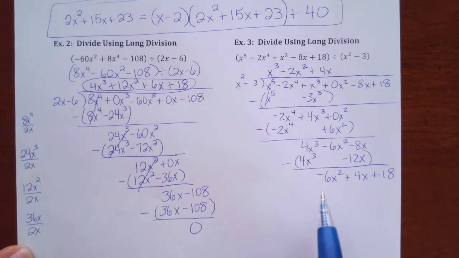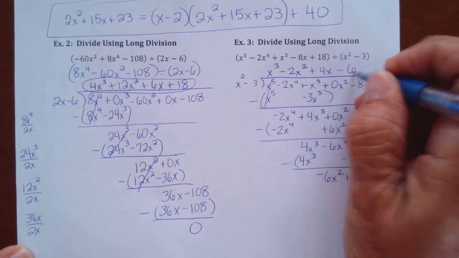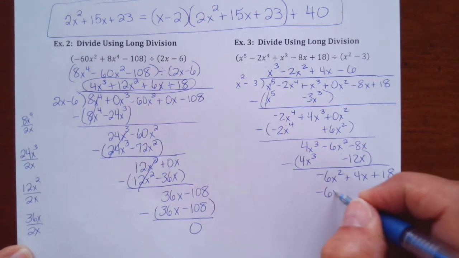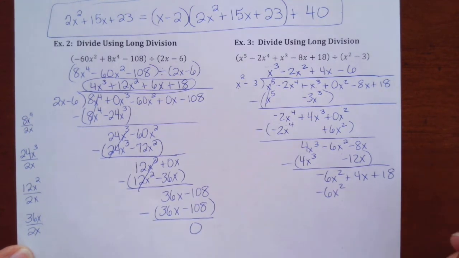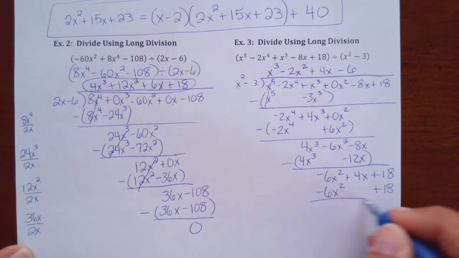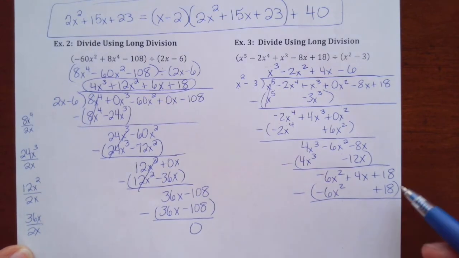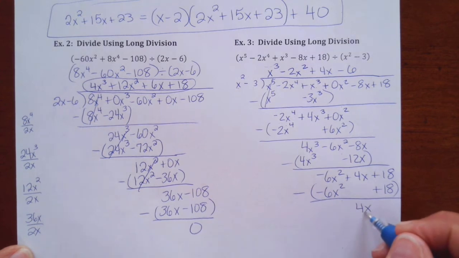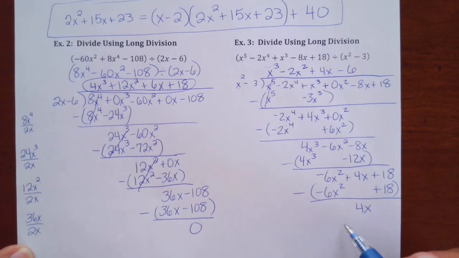And we'll do it one more time. Negative 6x squared divided by x squared is just negative 6. Multiply negative 6 times x squared, negative 6x squared. Negative 6 times negative 3 is a positive 18. We're going to subtract. So these will cancel. These will cancel because that's going to make that a minus 18. So all we have left is the remainder of 4x. And I can't divide x squared minus 3 into that, so that's my remainder.